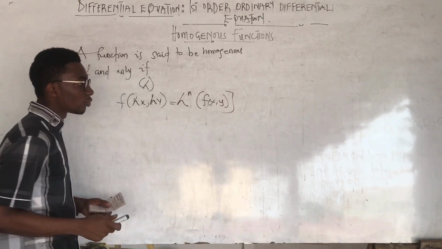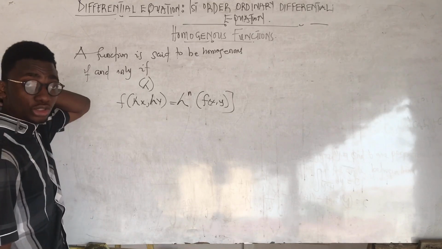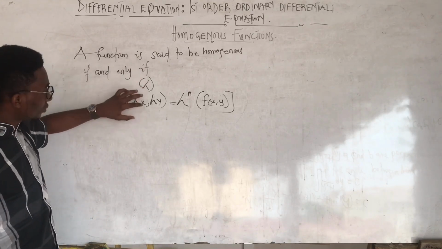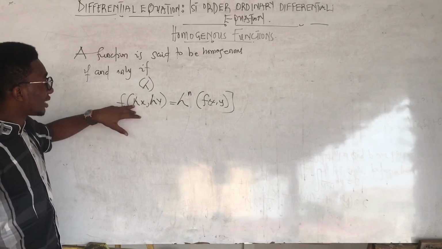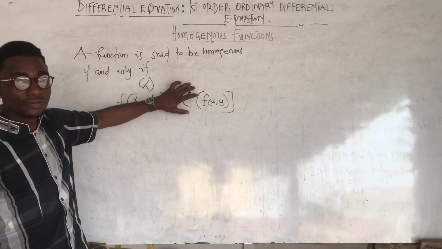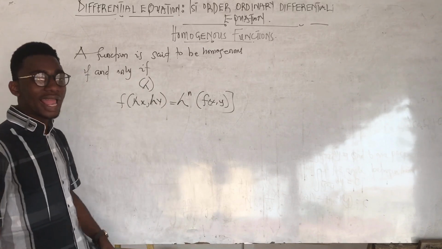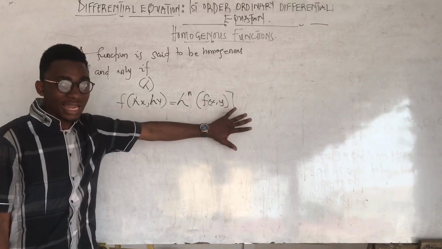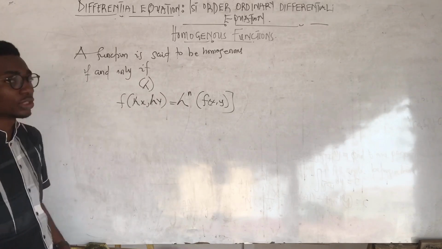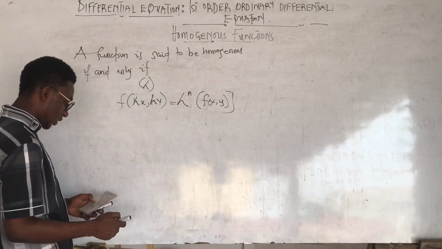So this is what it means. If we want to know that a function is homogeneous, we introduce a lambda in the function, that is, f of lambda x and lambda y. After simplification, we can factorize lambda raised to the power n multiplying the function, and we can equate the two of them as the same thing. Then we say this function is a homogeneous function.